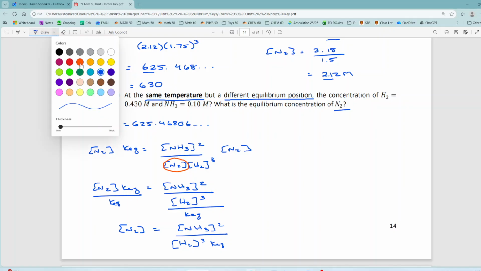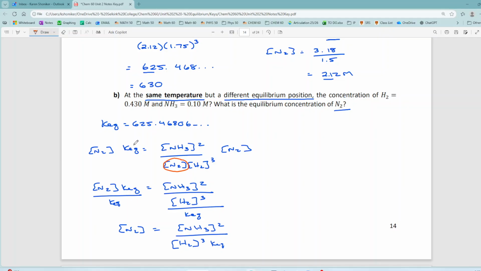What I like to think of, if you've done math for a really long time, is that when I want to do an equation like this, the nitrogen comes up and the Keq comes down, right? So I'm multiplying by nitrogen, I'm dividing by Keq. And now I'm going to plug into that formula. If all of that freaks you out, again, just put numbers in here. That's absolutely fine. But I'm going to plug in: nitrogen is going to equal the concentration of ammonia squared divided by the hydrogen concentration cubed times Keq.